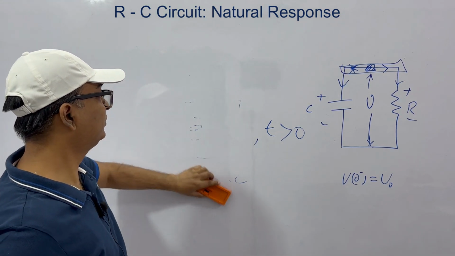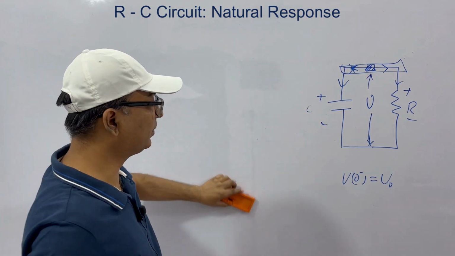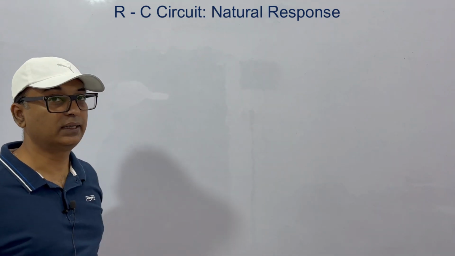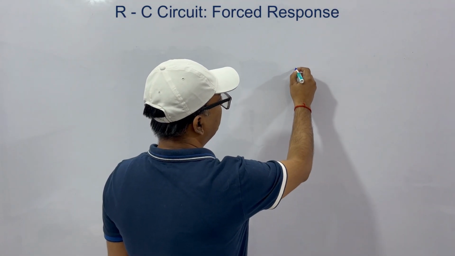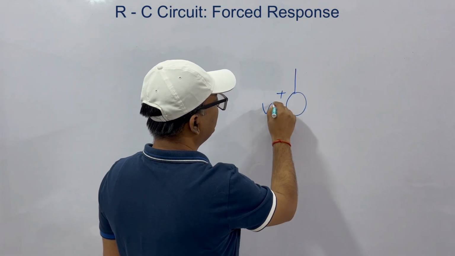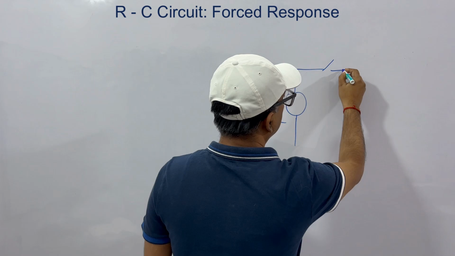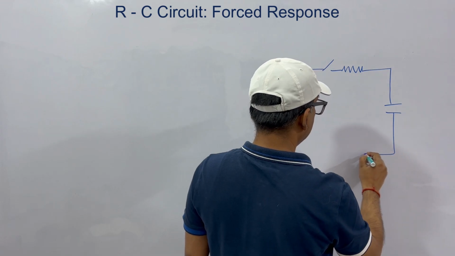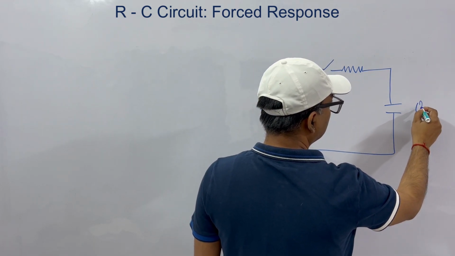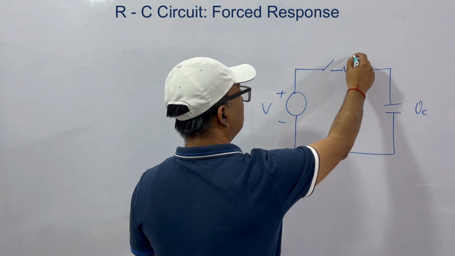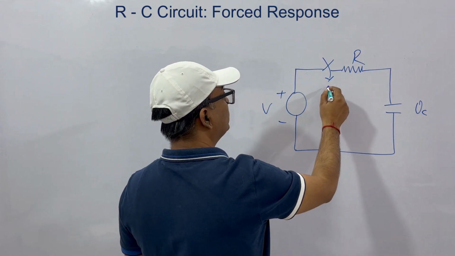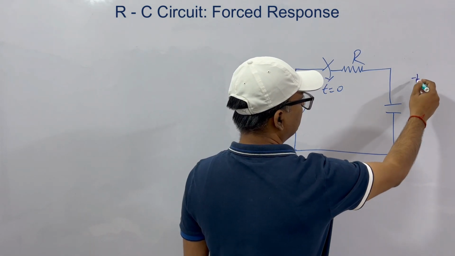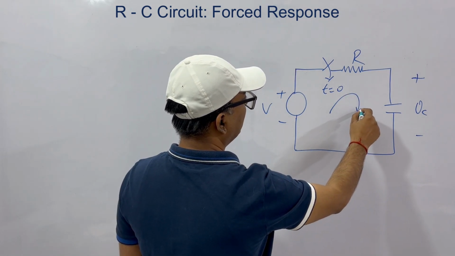Now let's see what if a voltage source or a current source is applied. Let's see the forced response of the RC network, the way we saw for the RL network. Okay, the circuit will be like this. Let's say our voltage source is V. We have a switch here, then R, and then we have a capacitor. Let the voltage across the capacitor be VC, this is R, and the switch is closed at t equal to 0. Let the current be I.